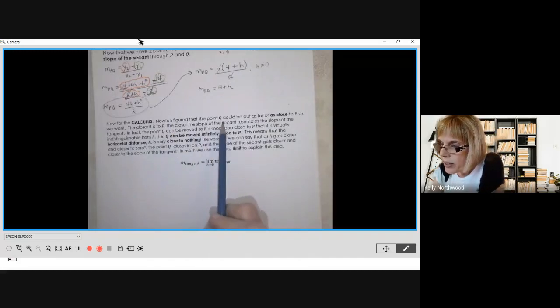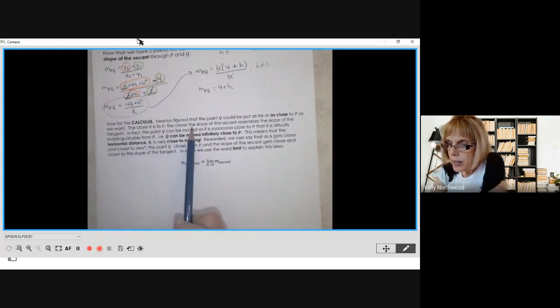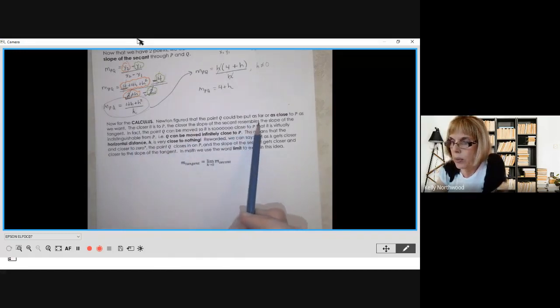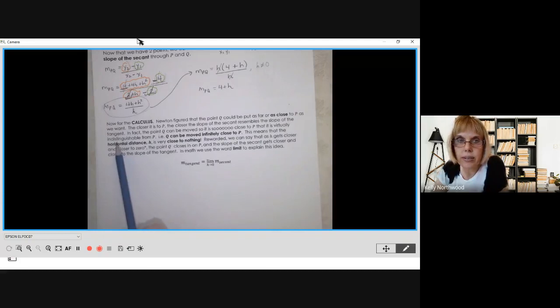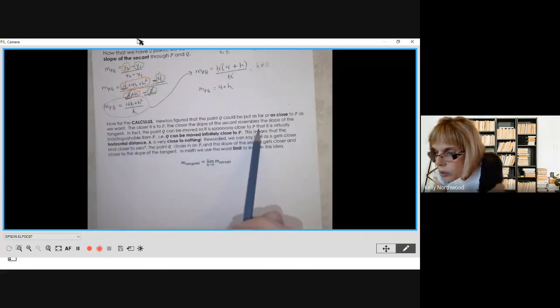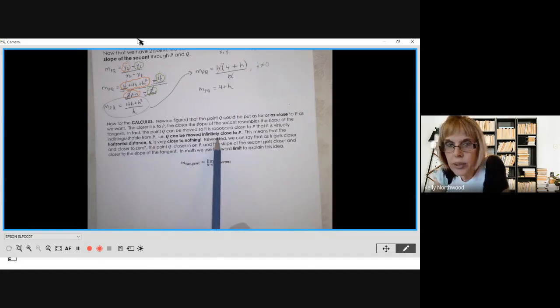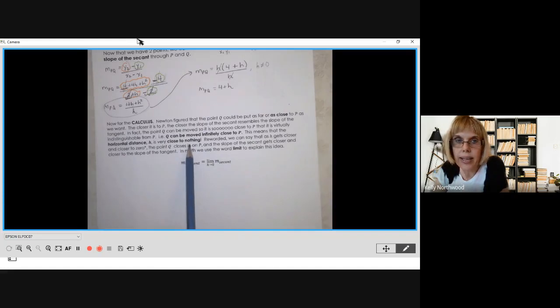All right, so Newton figured that the point Q could be put as far or as close to P as we want. The closer it is to P, the closer the slope of the secant would be to the slope of the tangent. In fact, the point Q could be moved so it's so close to point P that it's virtually indistinguishable from P. So they're practically on top of each other. So in other words, Q can be moved infinitely close to P. This means that the horizontal distance h is going to be very close to nothing. Okay, h is going to close in on 0. It's going to get very, very close to 0.